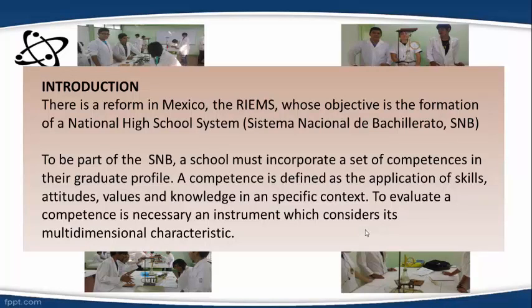High school education in Mexico is going through a reform aimed at the integration of all campuses in a national high school system through a common curriculum framework. This framework includes a series of terminal performances expressed as generic, disciplinary, and professional competences. The competences are defined as the integration of skills, attitudes, values, and knowledge applied in a specific context. It's easy to note that their assessment requires instruments that consider their multidimensional characteristic.